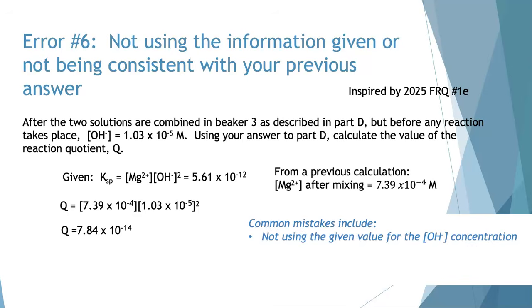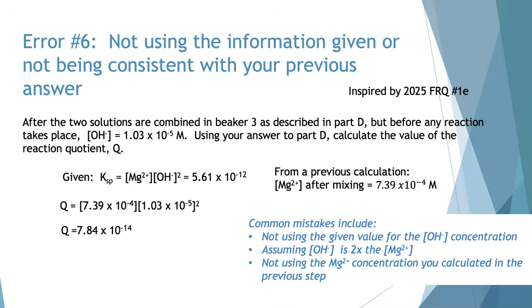All right. If you didn't use the given value for the hydroxide ion concentration that you were given right here, that's going to lead to trouble. We actually had a lot of students saying, oh, well, I know the magnesium ion concentration and doubling that to get the hydroxide ion concentration. And if this were an ice table type of problem, that might be appropriate. But here, we're mixing the two solutions together. The concentrations are not dependent on each other. So we can't assume that the hydroxide ion concentration is twice the magnesium ion concentration. Use the information that you have.